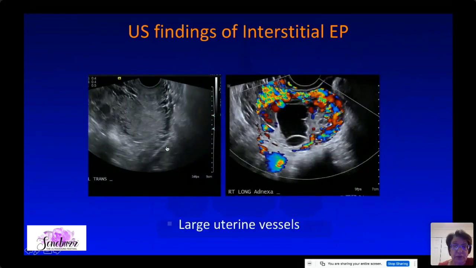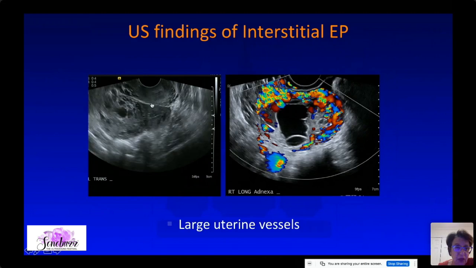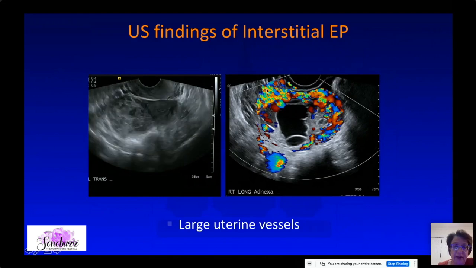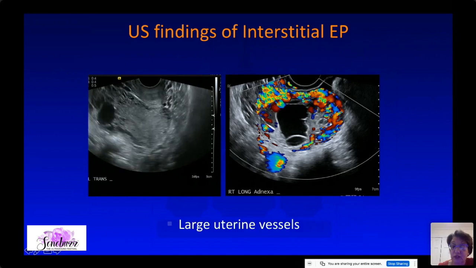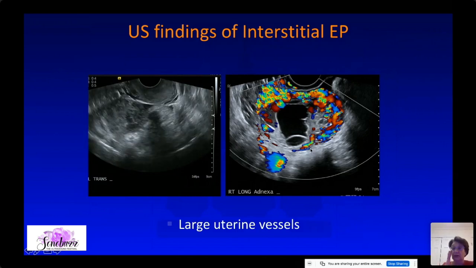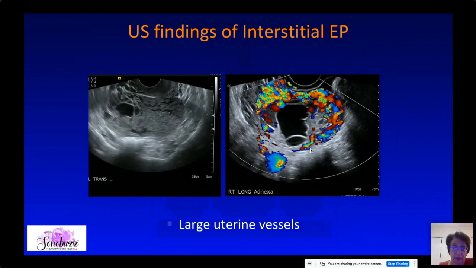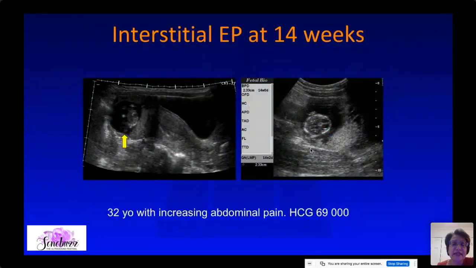This is a different patient. You can see here's the ectopic pregnancy with these very, very large vessels. And you can imagine that if they rupture, the patient is going to become hypotensive very, very quickly. This is an advanced case. She was 14 weeks pregnant. In this case, the pregnancy is eccentric but sitting on top of the uterus, not lateral. So again, you have to be careful and recognize that this is actually not intrauterine. It is too high.